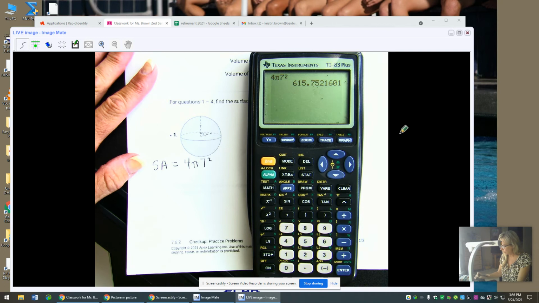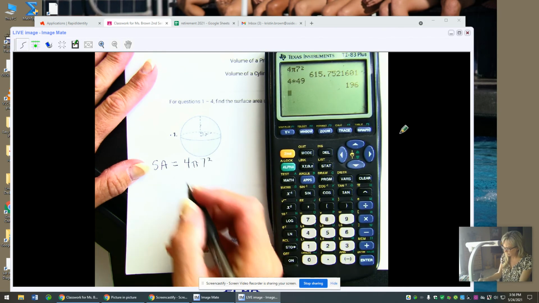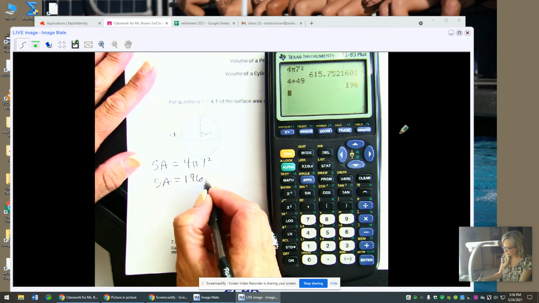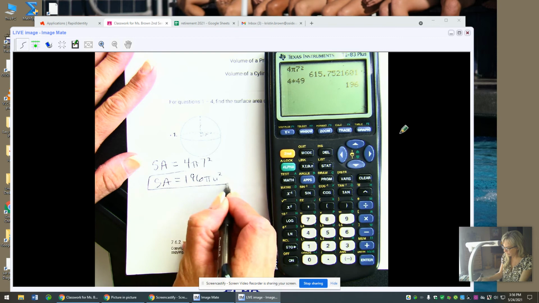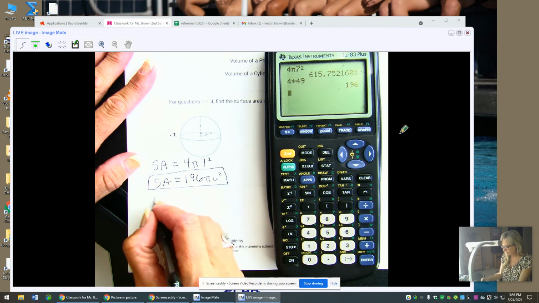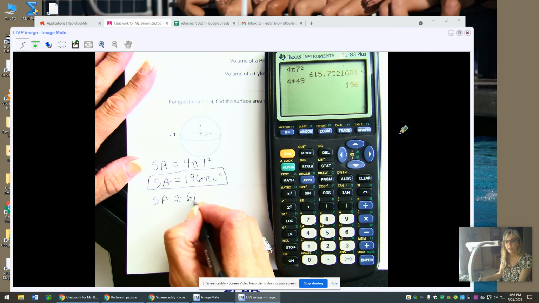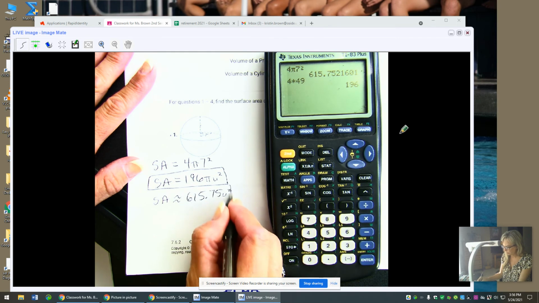If the quiz wants it in terms of pi, then we do 4 times 49. That's the 4 times 7 squared, right? And so the exact answer would be 196 times pi, units squared, because anything area is a unit squared. And then the estimated answer when we calculate the pi is 615.75 units squared.